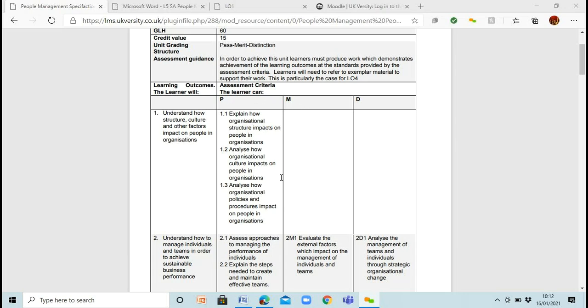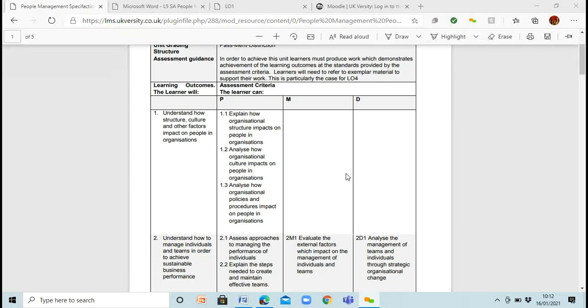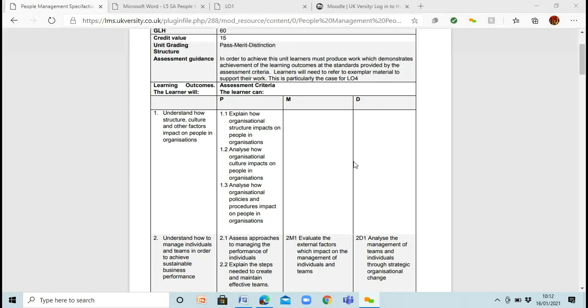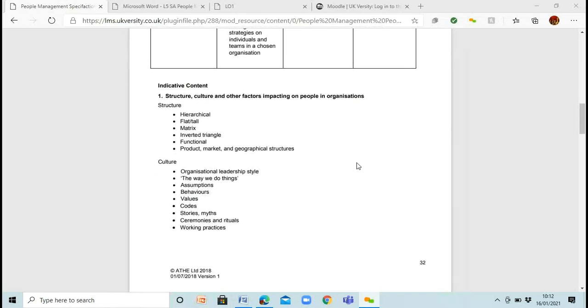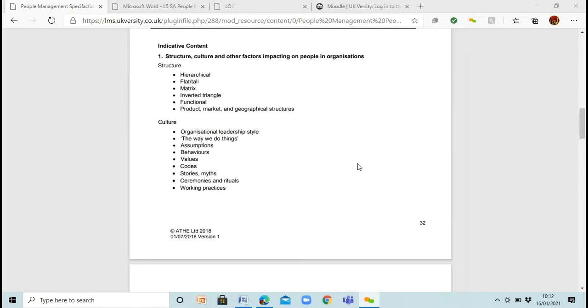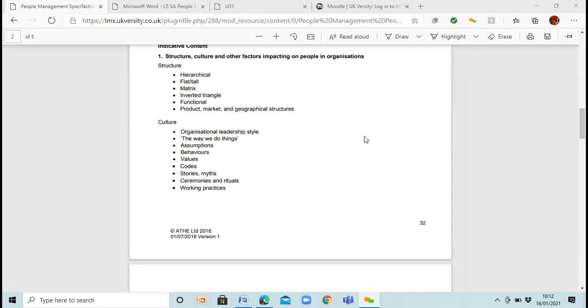Now, we have two working documents on here, which this is the first one, the specification sheet. You can find all of this on Moodle. Now, the fantastic thing about this spec sheet is that if you scroll further down towards the bottom, you'll see something called indicative content. Now, this indicative content is set out for each learning outcome.